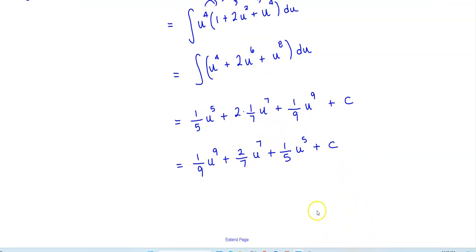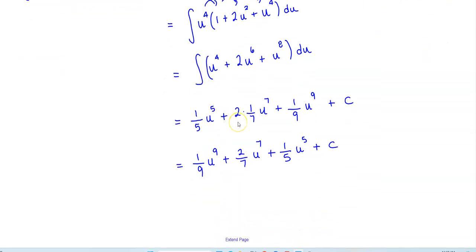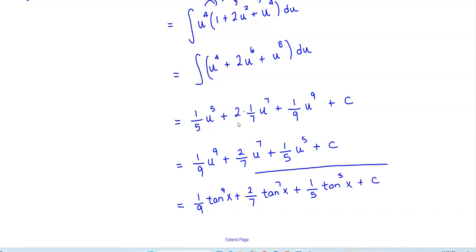And now what do we substitute for u? Well, we know that u is equal to the tangent of x. So this is going to equal 1/9 tangent to the 9th x plus 2/7 tangent to the 7th x plus 1/5 tangent to the 5th x plus c. And there is our result.